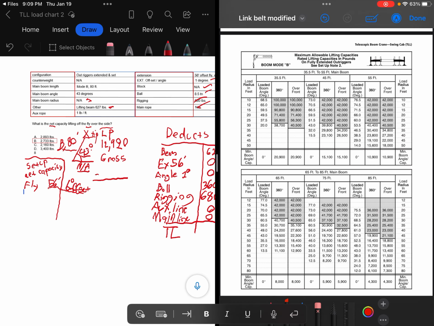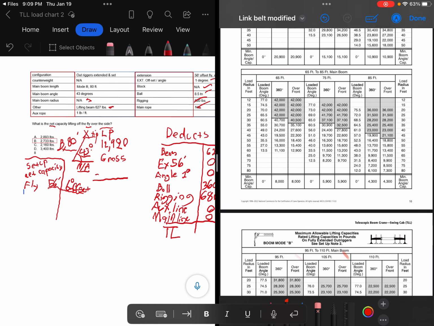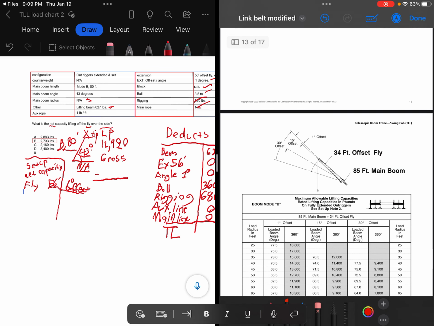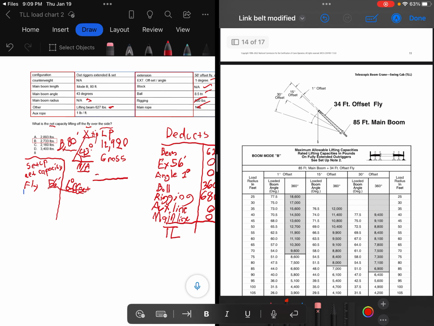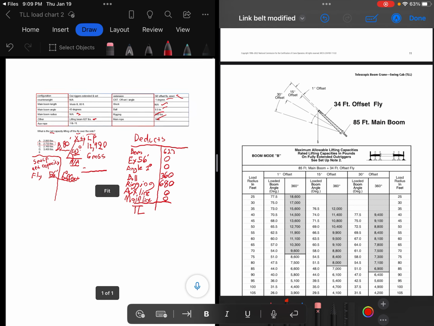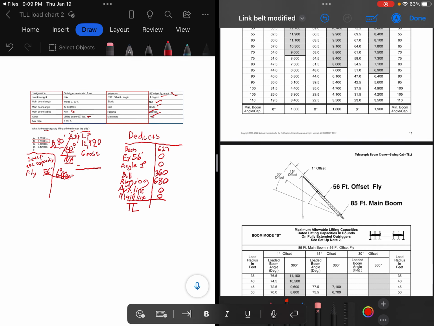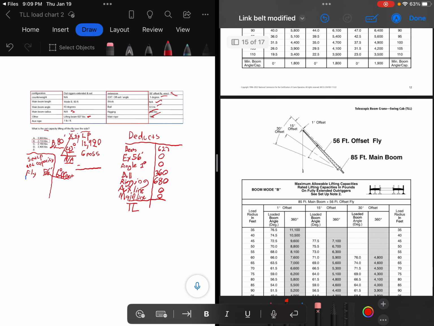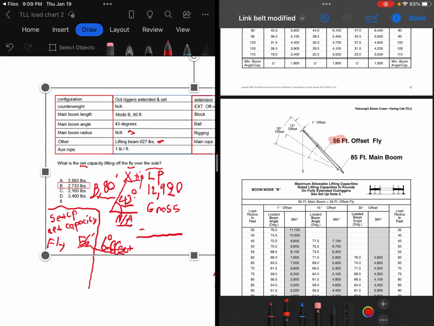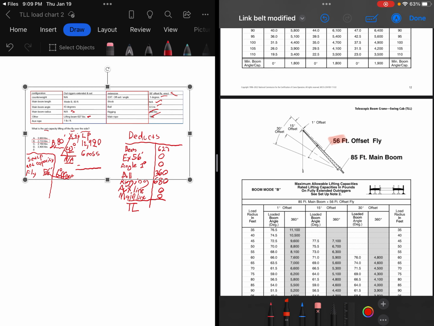So look up here. Boom mode B, we're going to scroll all the way down to our offset. We are using the 56 foot offset with 85 foot of main boom. So this is where we're working. We got the 56 foot offset, so that matches up with our 56 foot offset on our load chart question, and we have 85 foot of main boom.